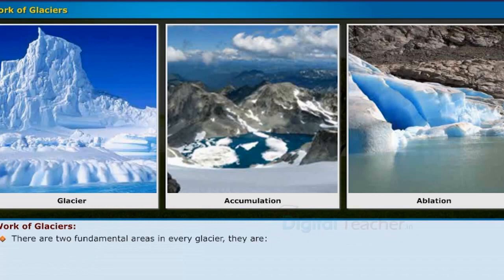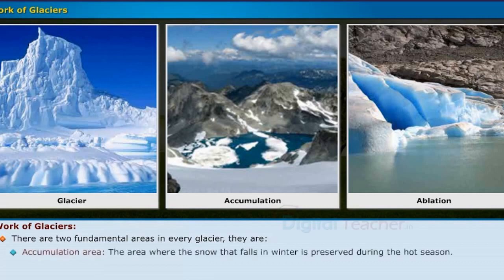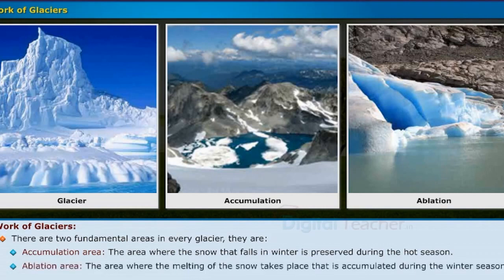There are two fundamental areas in every glacier. They are the accumulation area, the area where the snow that falls in winter is preserved during the hot season, and the ablation area, the area where the melting of the snow takes place, that is, the snow accumulated during the winter season.